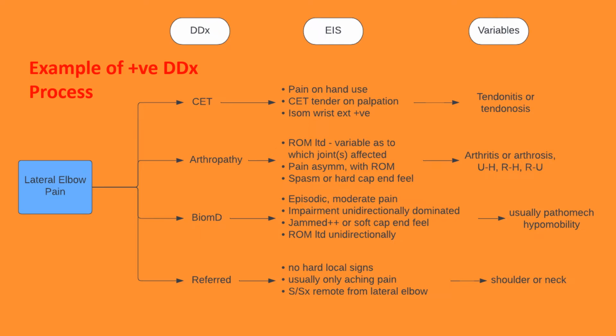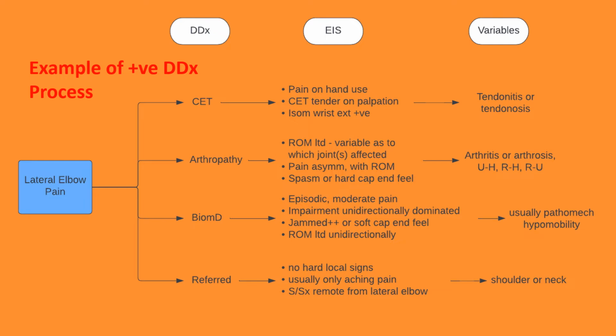Now, for an arthropathy, the range of movement is going to be limited. That's going to be variable according to which joint is inflamed, or if they're all inflamed. And you're going to see different patterns of restriction. But the two ends of range here will be inflamed. The pain will be asymmetrical because one end of range is moving towards the closed pack, one is not. So that will be much more painful when you stress the joint more with the closed packing. And you'll either have a spasm or a hard capsular infill, depending on whether it's inflamed or not. So again, your variables are arthritis or arthrosis, ulnohumeral, radioulnar, or all three, or two of those three.